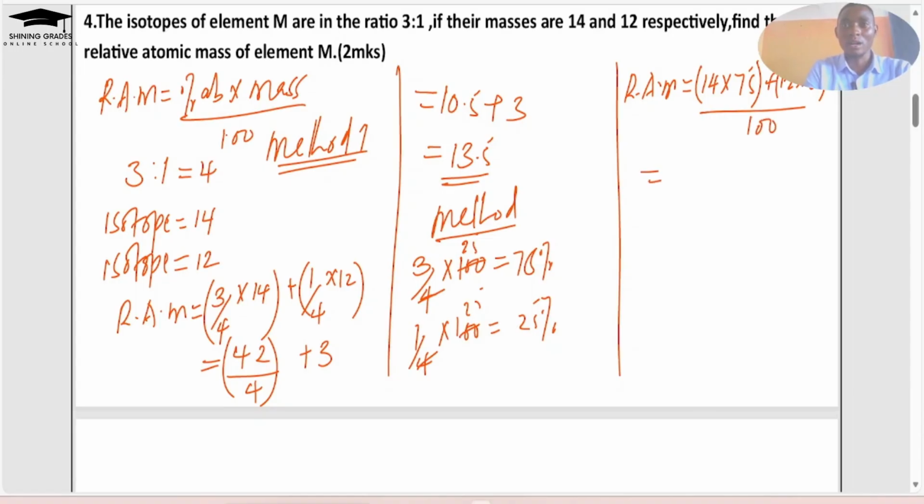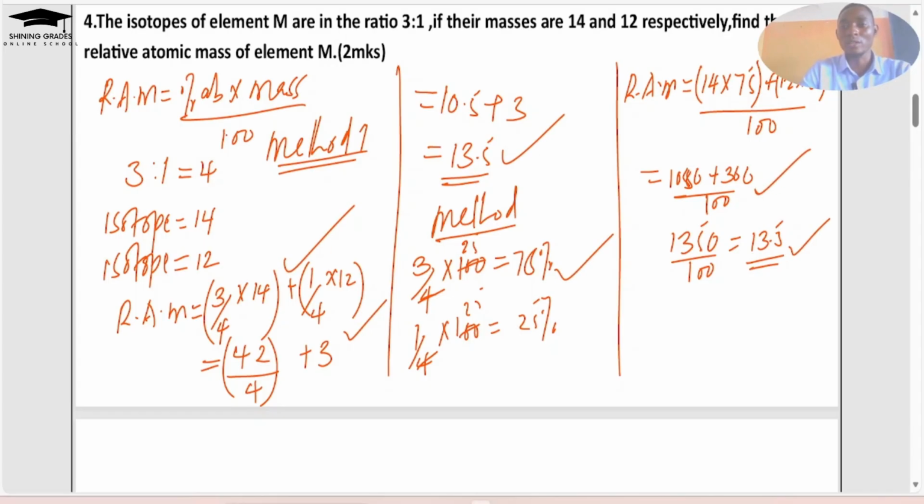So when I work it out, I'm going to have 1050 plus 300 over 100, so 1350 over 100, which is equivalent to 13.5. So again, this is method 2 that I can use and get the same answer.